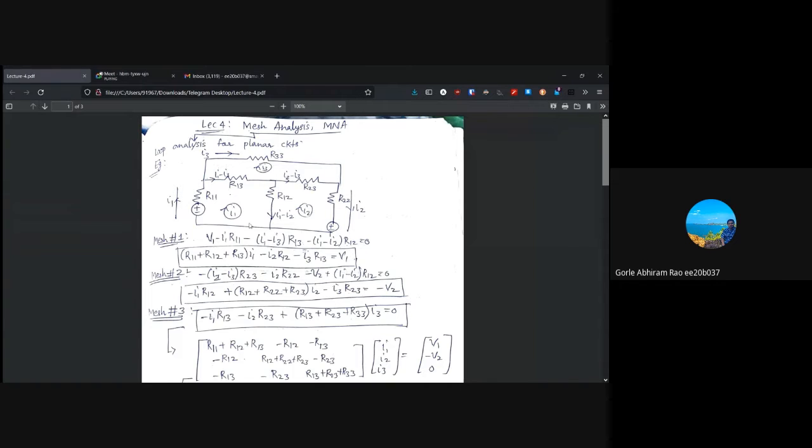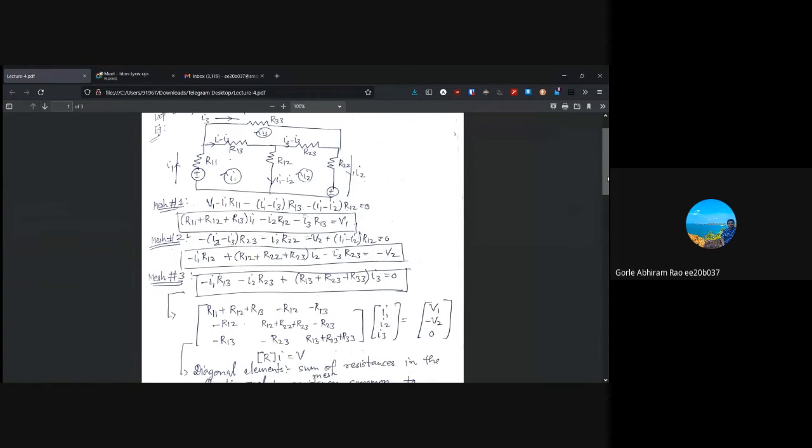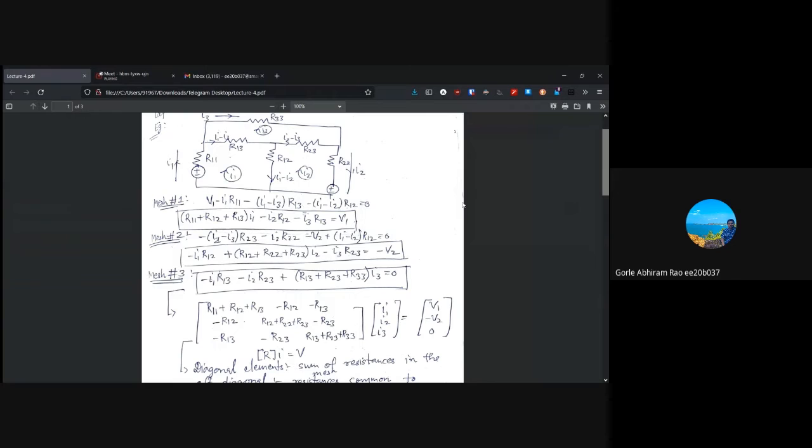want to analyze the circuit, you can try writing the Kirchhoff's voltage law equation for each of these meshes, and then try and form a matrix just like we did in the case of nodal analysis. So if we write it for mesh 1, we are just going to get this equation as shown, and similarly for mesh 2 and mesh 3, we are just going to get the equations as shown.